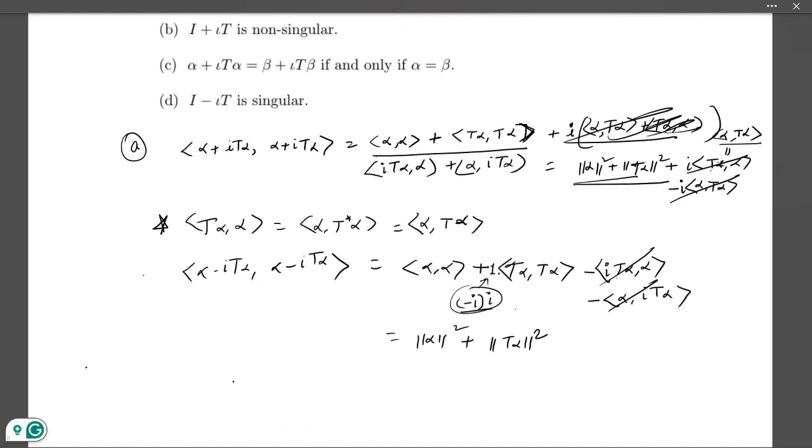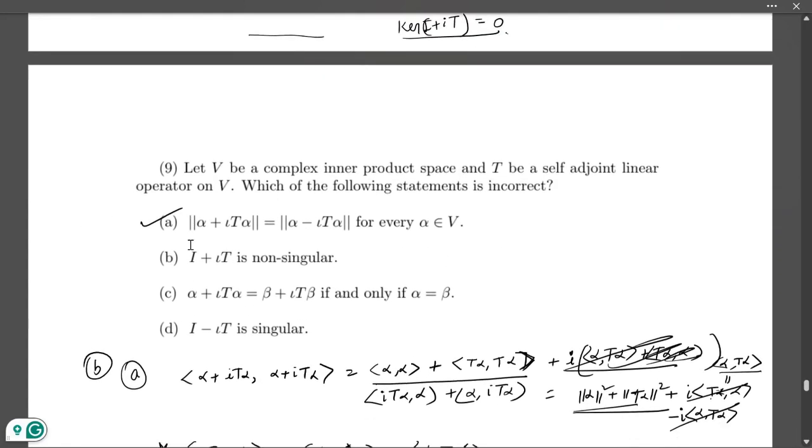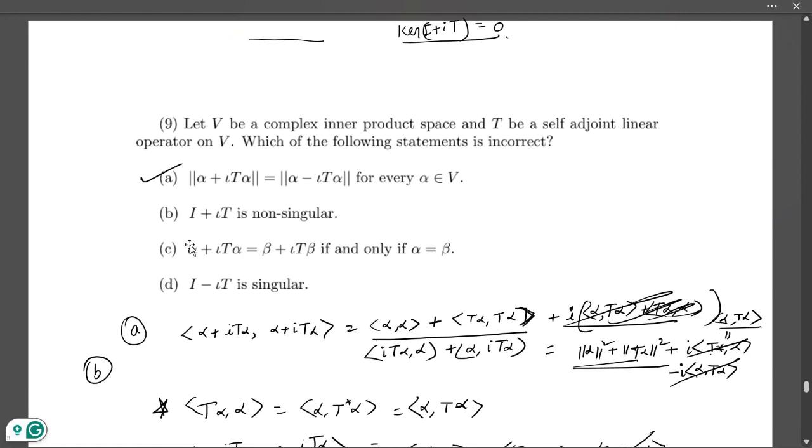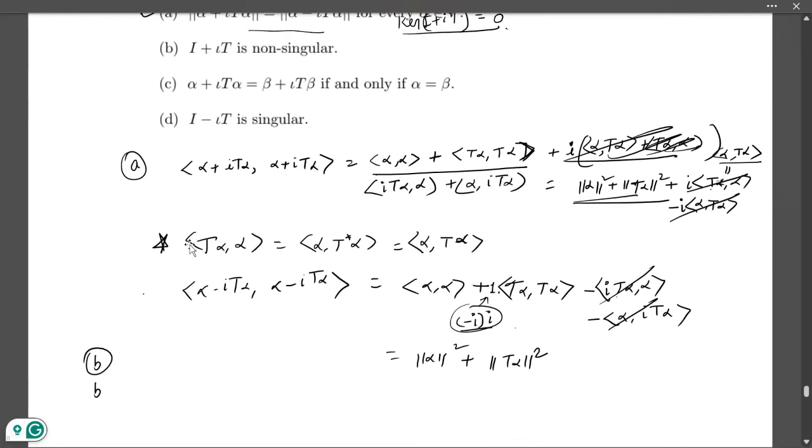Let's see part B. If T is a self-adjoint operator, if you remember, all the eigenvalues are real, correct? Okay, so showing non-singular means just check that the kernel of I plus IT is 0. Non-singular, 100 dimensional, I suppose this space is a complex, 100 dimensional inner product space. Non-singular is the same as saying one-one.